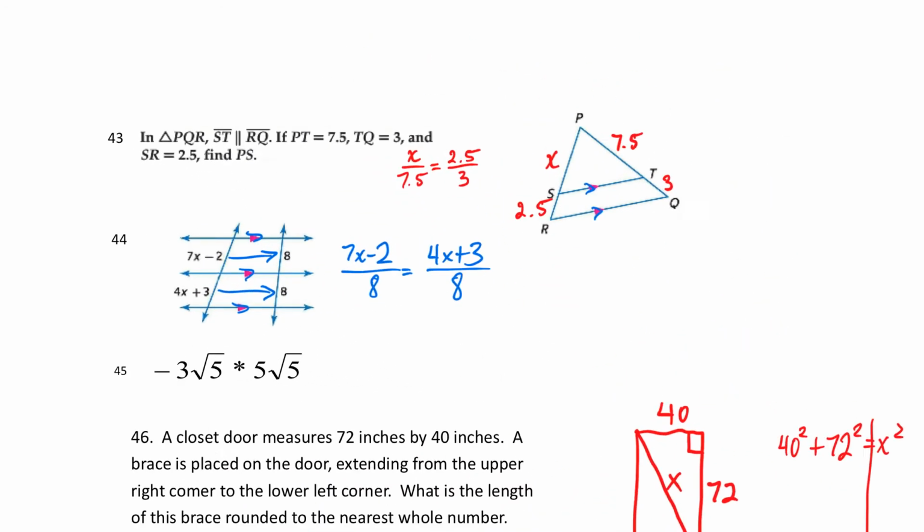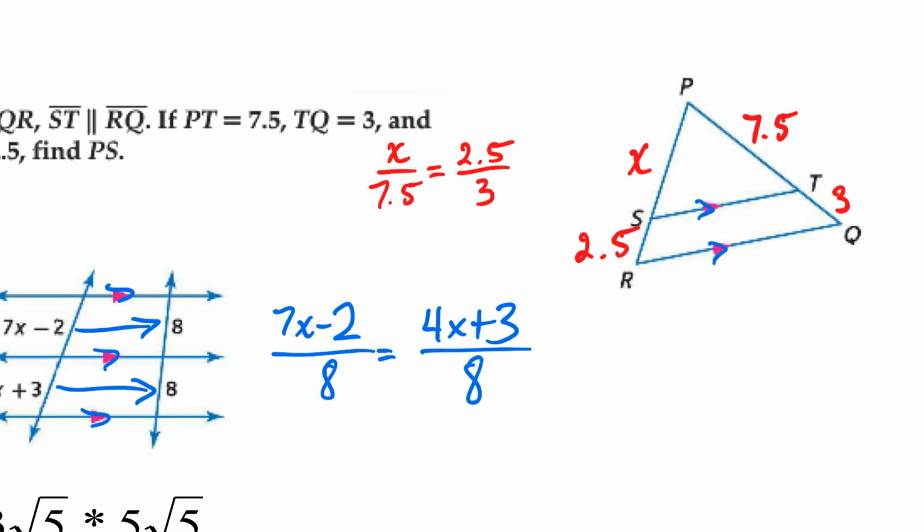Okay, on the very back. So I already showed you how to set this up. So 7.5 times 2.5 is 18.75. And then 3 times x is 3x. Divide by 3. And that should give you 6.25.